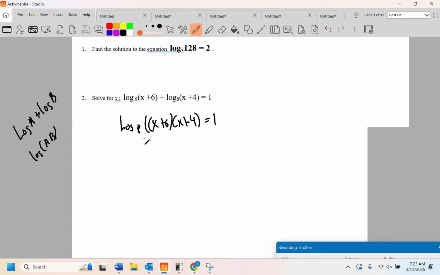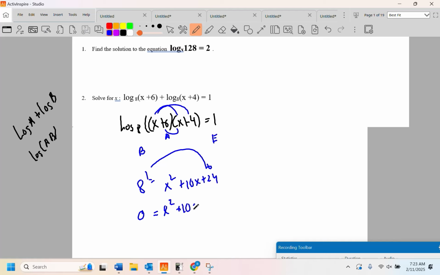I'm going to go ahead and do log as base, argument, exponent. 8 to the first is the product here, x squared plus 6x plus 4x plus 24, which is x squared plus 10x plus 24. I'm going to subtract 8. 0 equals x squared plus 10x plus 16. I'm going to factor because it's my favorite F word. X plus 8, x plus 2 equals 0. I'm going to use the zero product property. X is negative 8, x is negative 2.